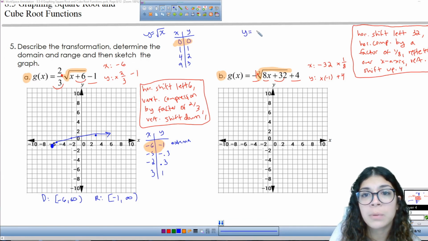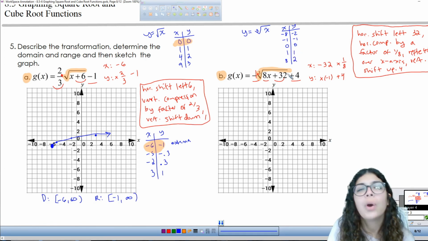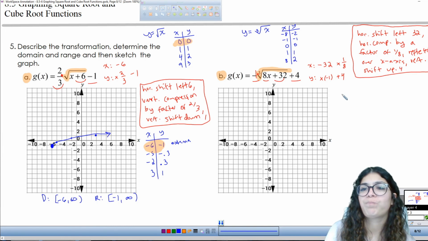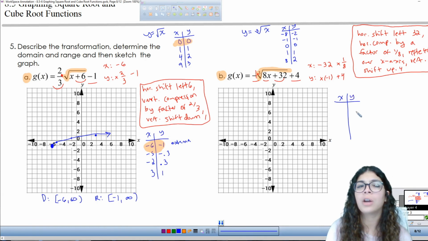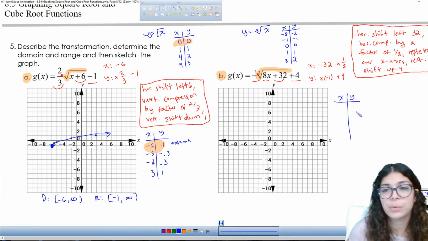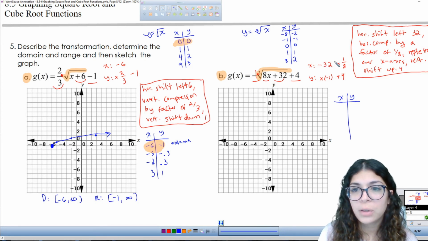Okay, now, again, having the key points is helpful. So y equals the cube root of x, right? The key points here for our parent function are (-8, -2), (-1, -1), (0, 0), (1, 1), (8, 2). Okay, so let's go ahead and write our new points. What are our new x and y values?